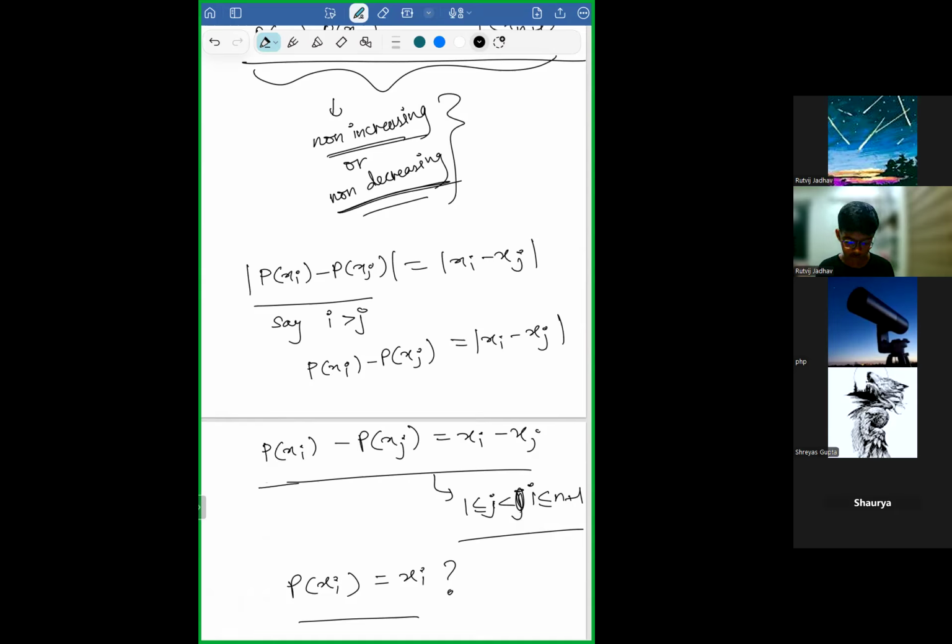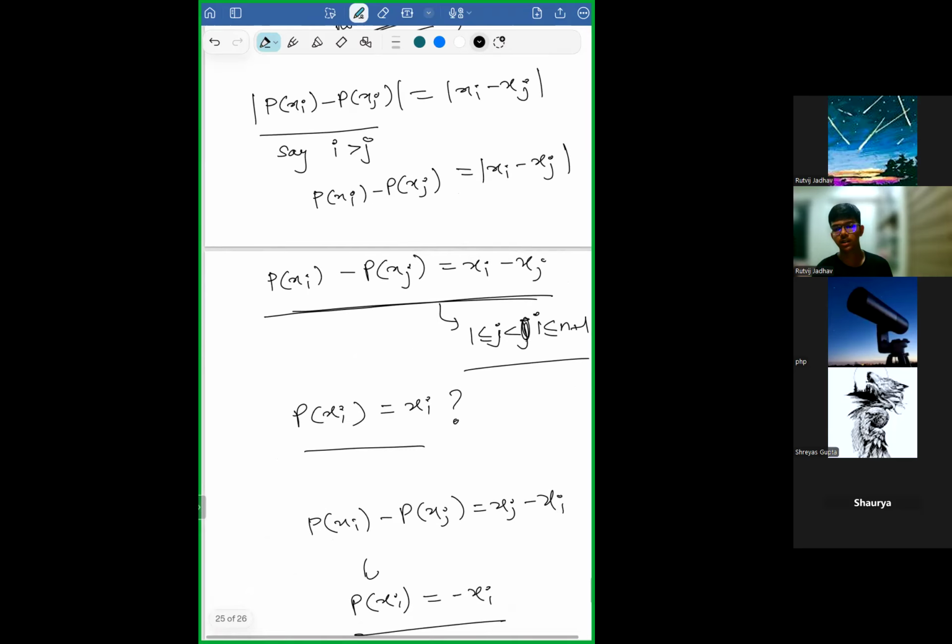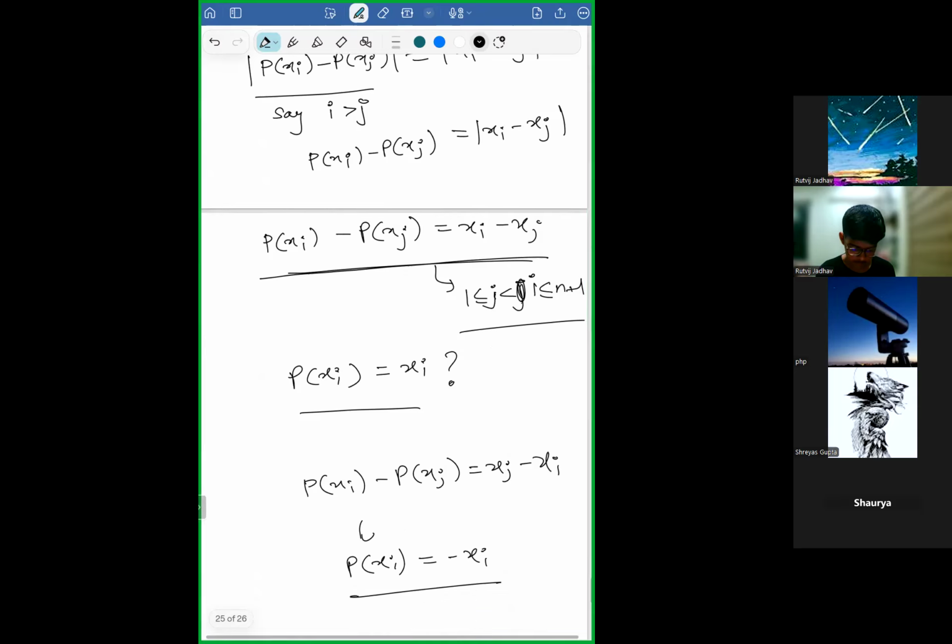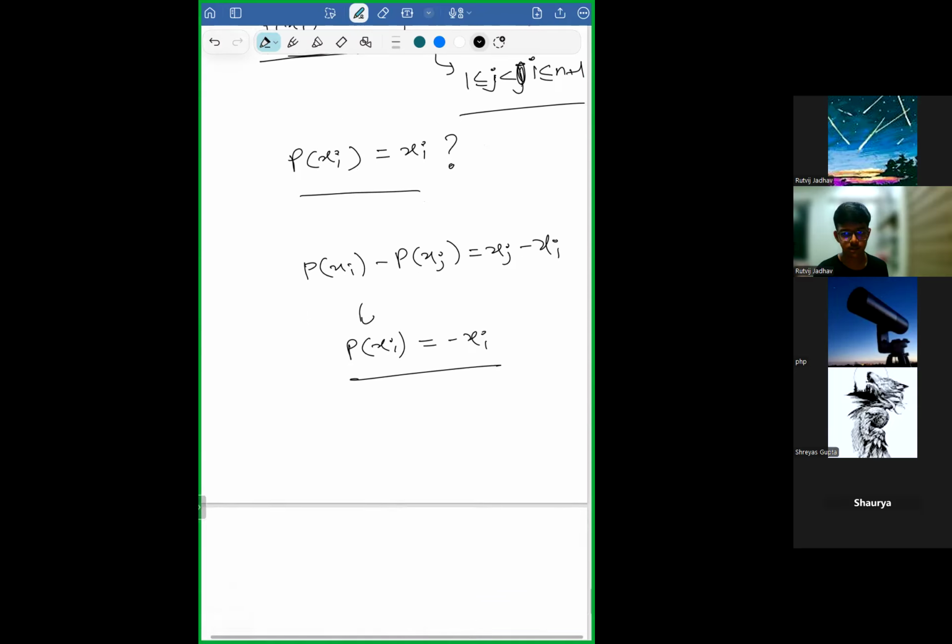So we got that the differences of p of xi and p of xj are the same as xi and xj for all i and j with j less than i, which has to imply that p of xi has to be xi, because you take any two p of xi and p of xj and their difference equals xi minus xj, right? So it can't be anything else. Is this fine? Okay, got it. Yeah. Similarly, we have p of xi is minus xi.